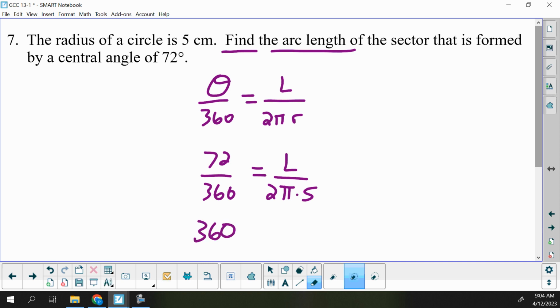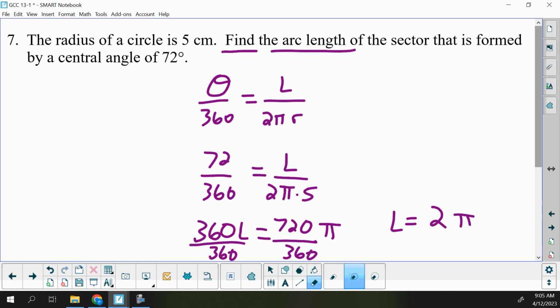Cross multiplying, we'll have 360L equals, other way will be some amount of pi, so we're just going to do the 72 times the 2 times the 5, which that'll give us 720. L is what we're solving for, so we'll divide both sides by 360. There's only pi on the top, so our answer will have pi in it. And 720 divided by 360 will give us 2 pi. Arc length is a distance measurement, so our unit should be a distance, which in this problem we are working with centimeters.